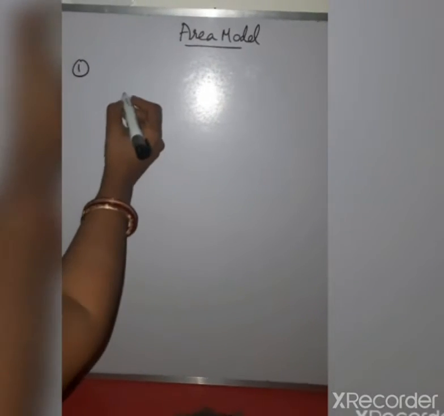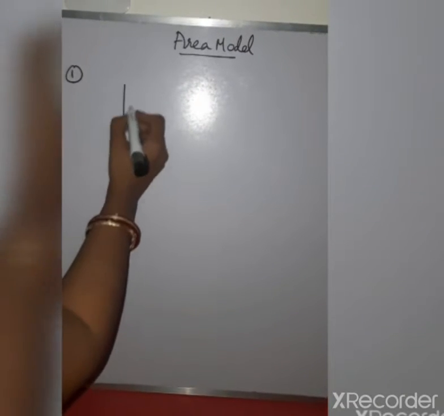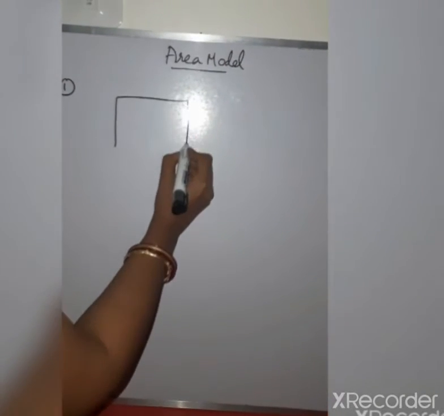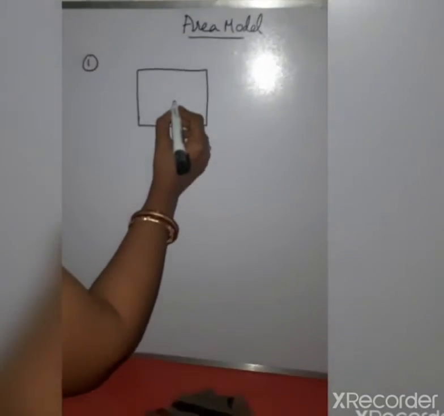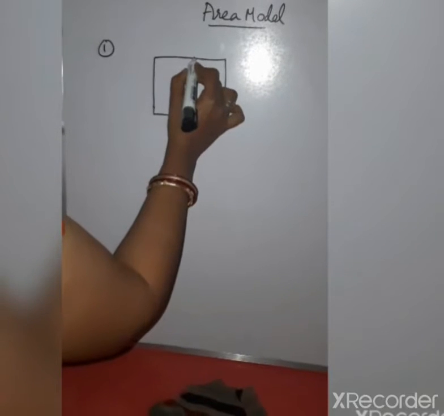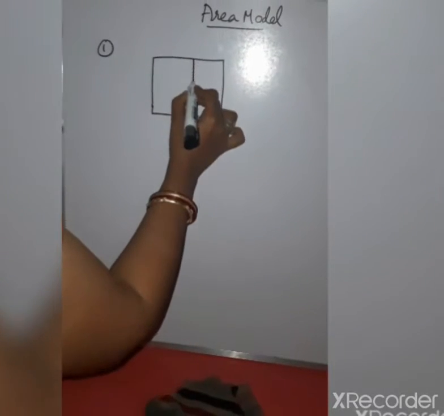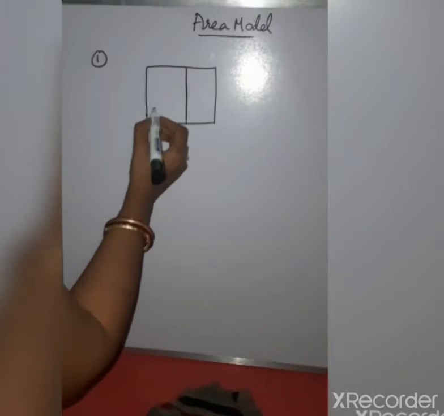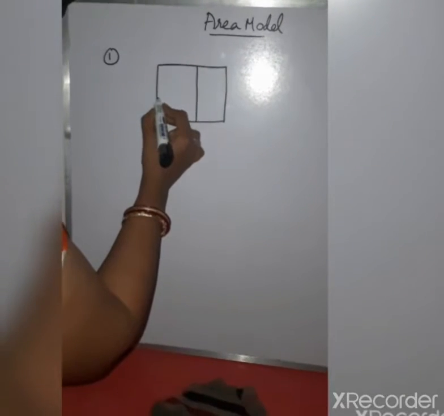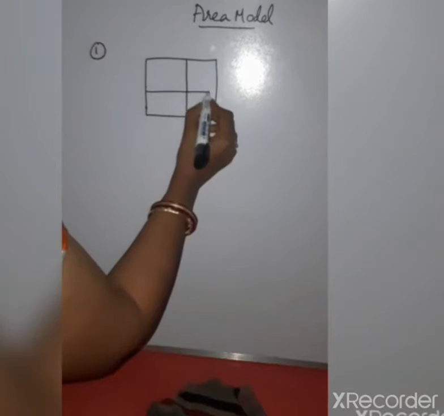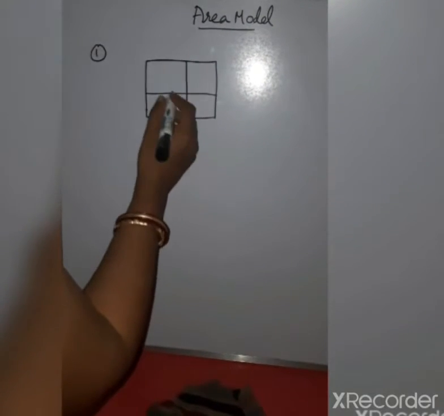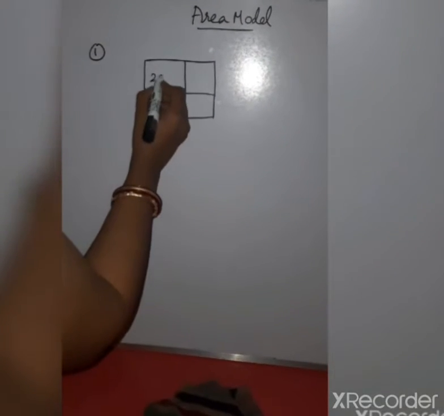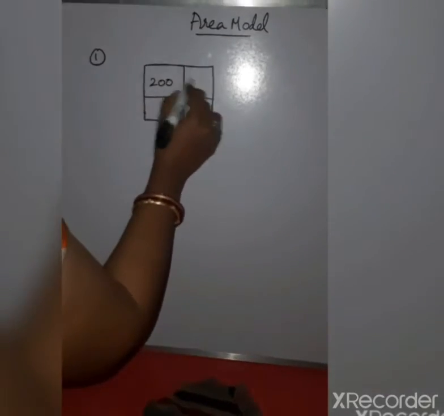So here, given the area model for you. See, for example, this is a diagram, okay, and let us have it being split into 4 parts, where you will be having it divided into 4 parts. The numbers, or you can say the areas, are given for each box.